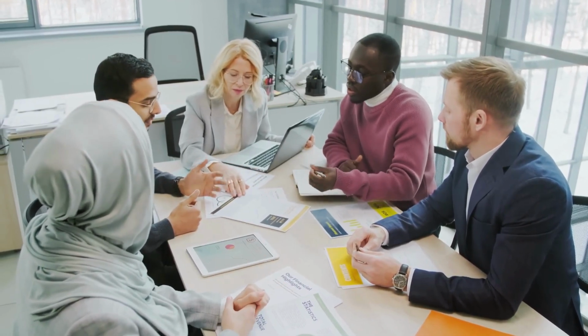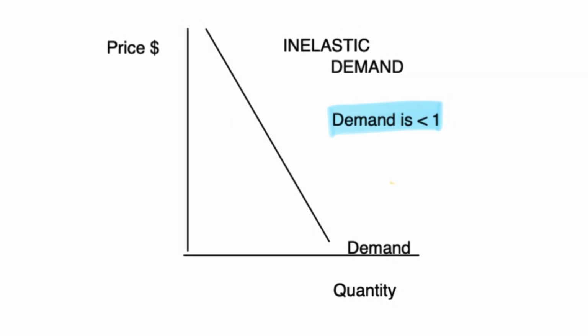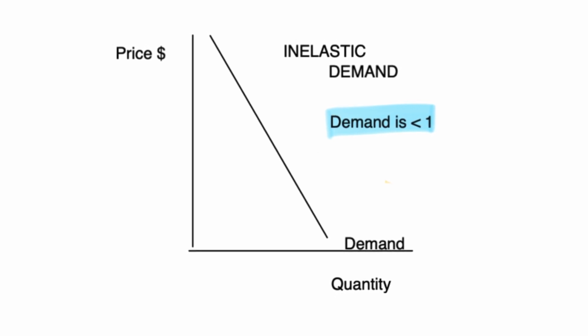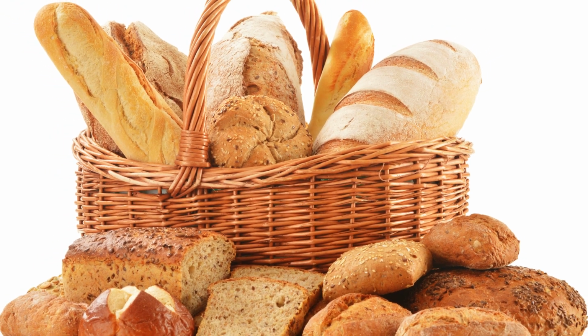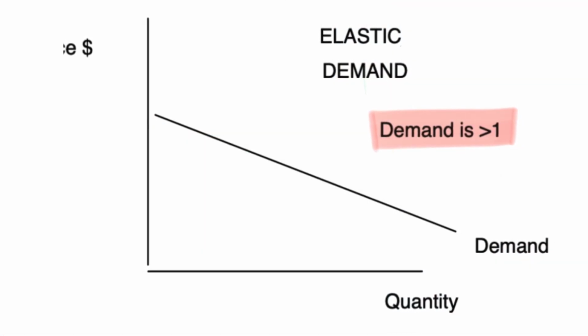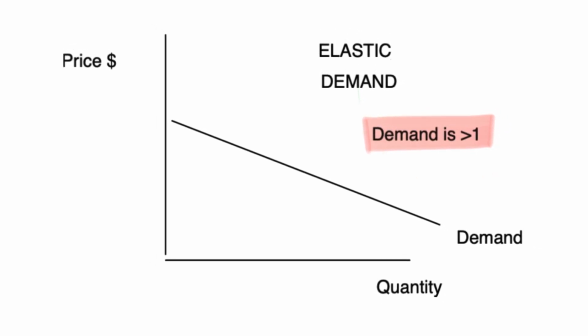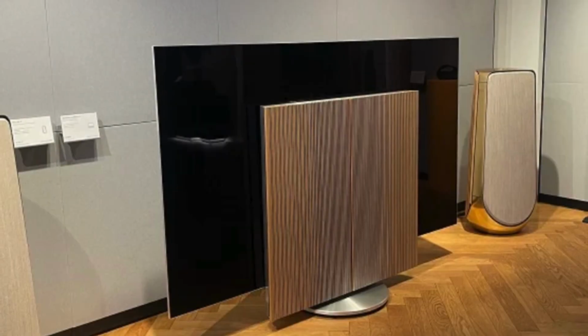Now, what does the PED coefficient tell us? If price elasticity of demand is less than 1, demand is inelastic. This means that consumers aren't very responsive to price changes. Examples include necessities like bread or gasoline. If price elasticity of demand is greater than 1, demand is elastic, meaning consumers are very responsive to price changes. Luxury goods like high-end electronics fall into this category.